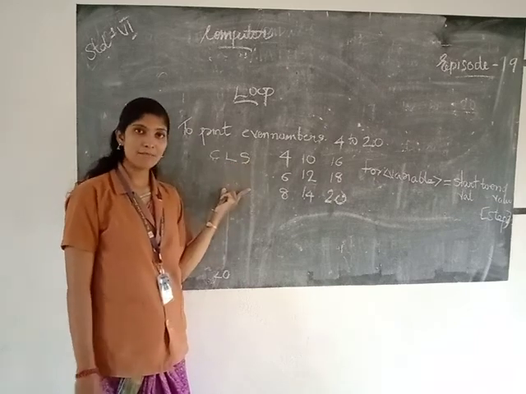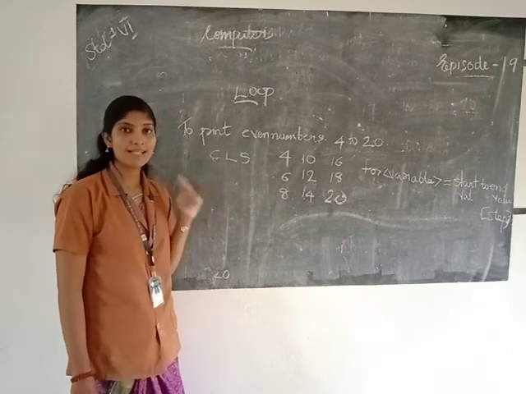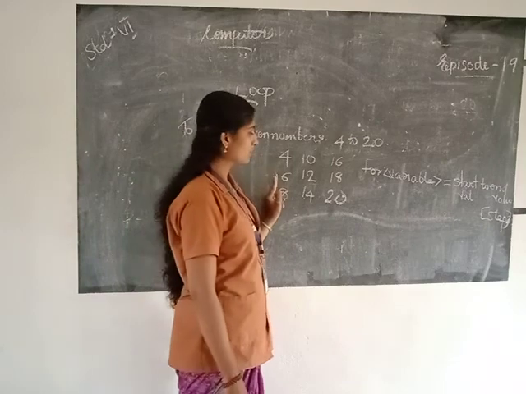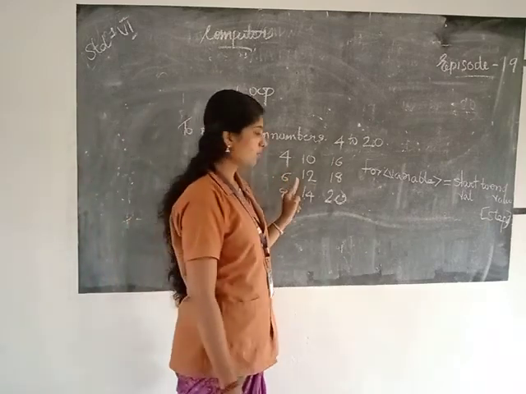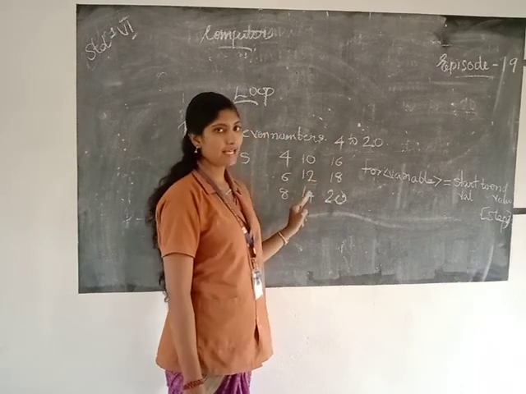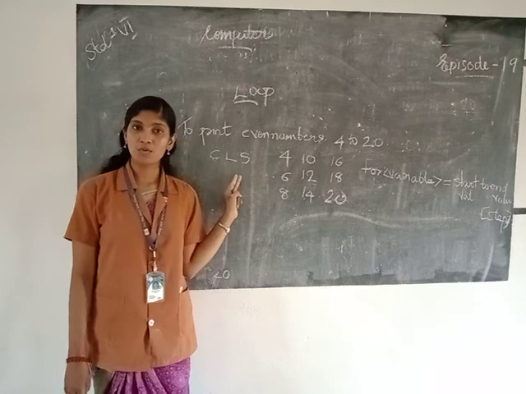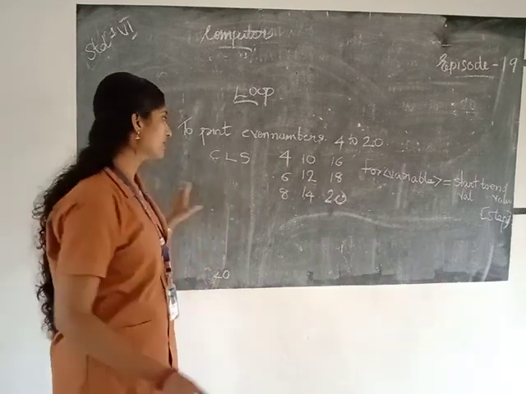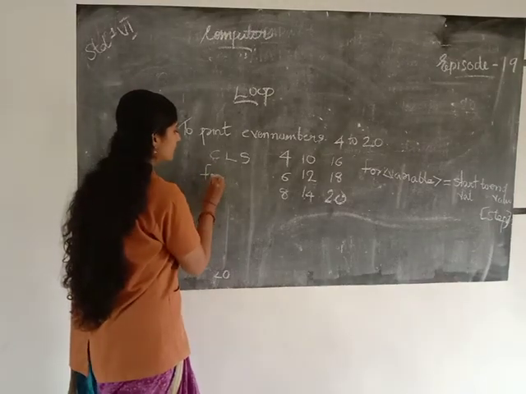Here even numbers means each number is added by 2 to get another number. So 4 plus 2 is 6, 6 plus 2 is 8, then 10, 12, 14, 16, 18 and 20. Each number will be added by 2 to get another number. Right? So we call CLS and then first 4.